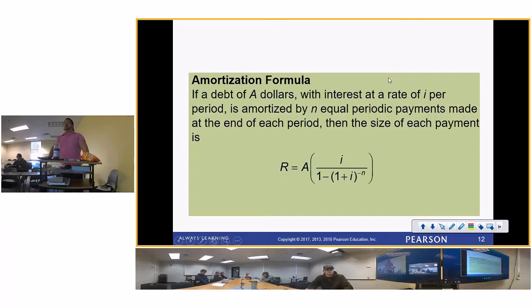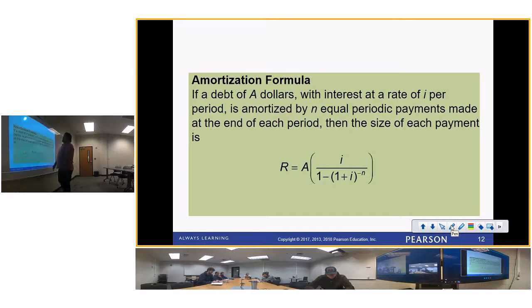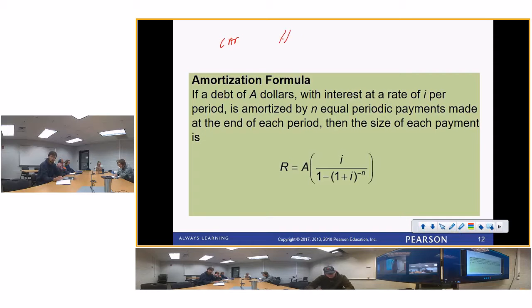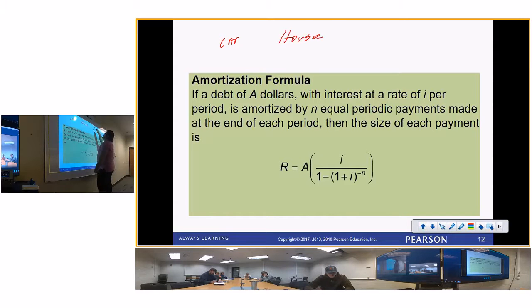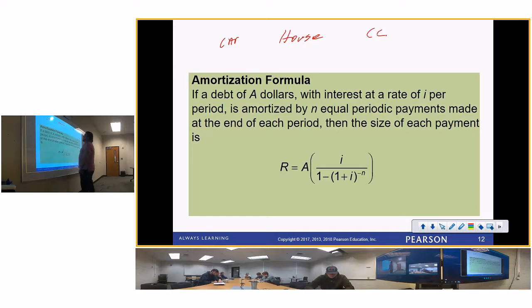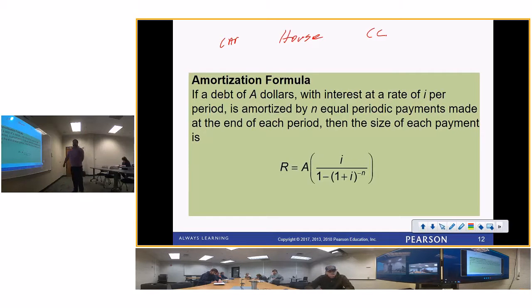If a debt of A with interest at a rate of I per period, I'm going to change this right now. So the amortization, what is this? This is payments. This is your car payment. This is your house payment. And this is your credit card payment. Do you think I'm going to test you on this? Hell to the yeah.